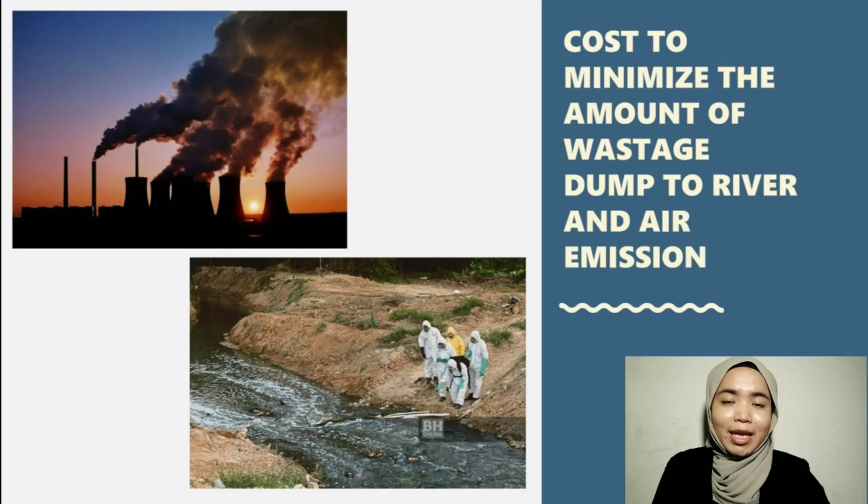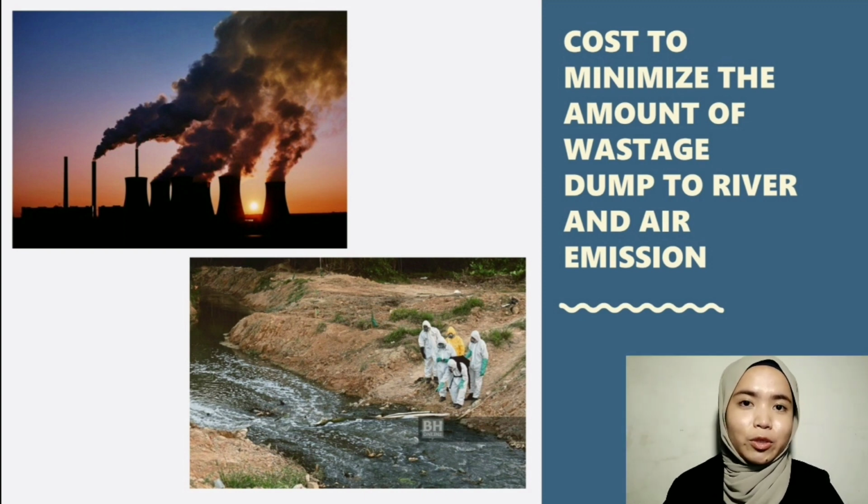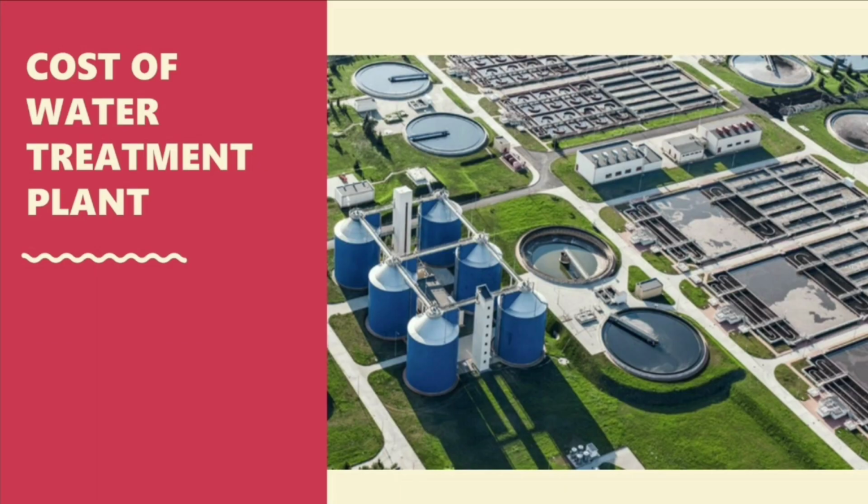The second example is the costs to minimize the wastage being dumped into the river and air emissions, especially by the manufacturing industry. Companies have to incur costs to install specialized equipment and machines in order to filter and control the waste being dumped by the factory of the company.